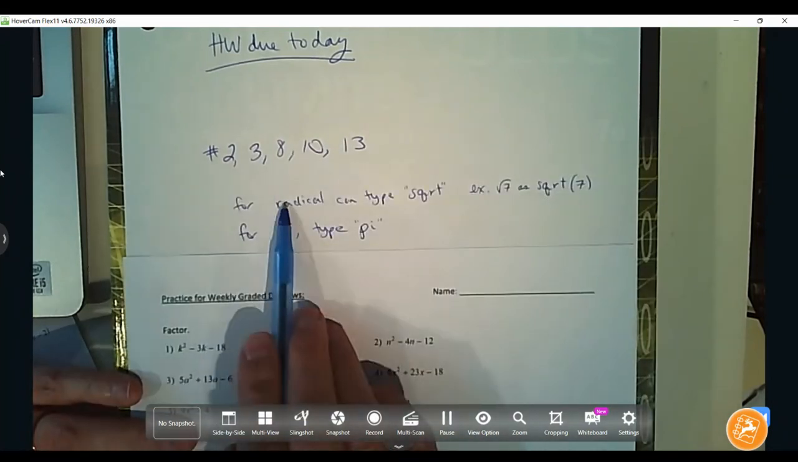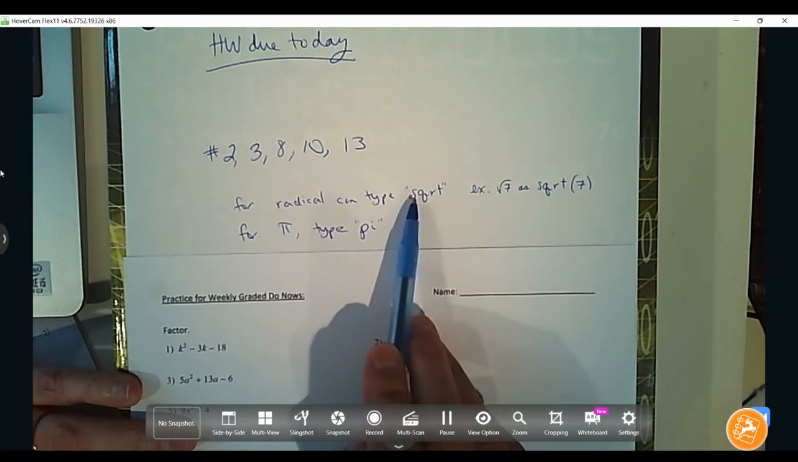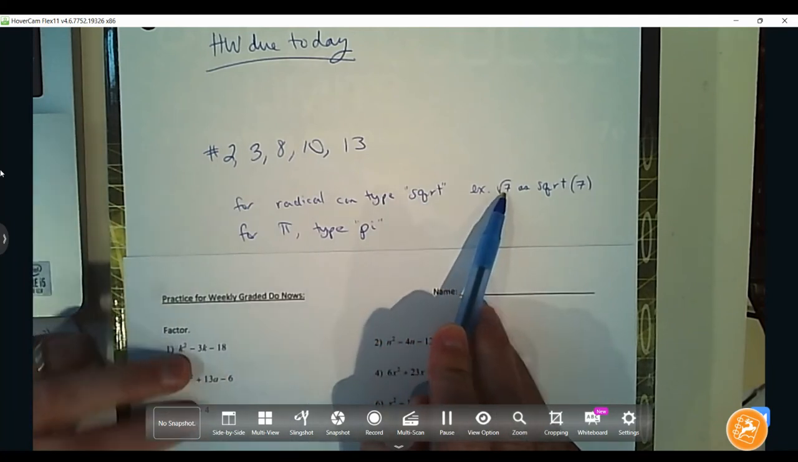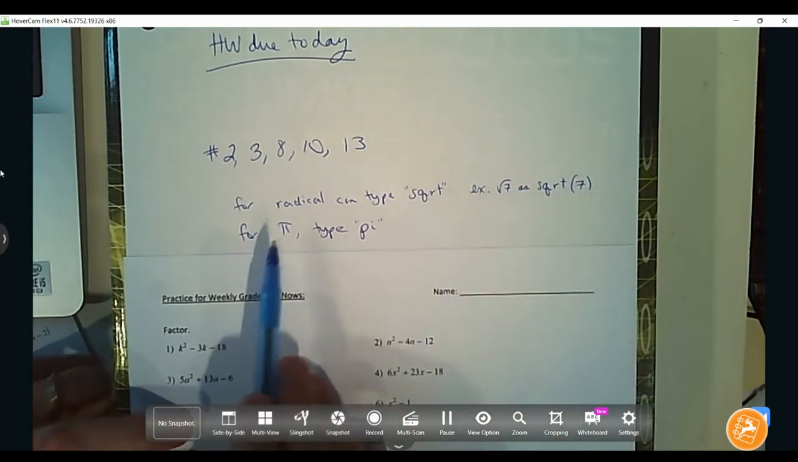If you need a radical, one way we do that is we type SQRT for square root. So like square root of 7 won't be in your answer, but if you wanted to type that, you could type it like this. And you won't be able to type pi if you need it, so pi.